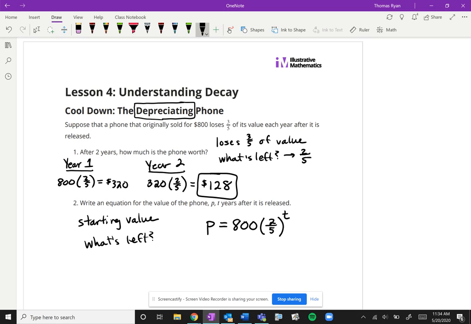So we say we raise it to the power of t because we'll keep repeating times 2/5 of the value, times 2/5, times 2/5, times 2/5 over and over and over. And to represent repeated multiplication, sure enough, we use an exponent.